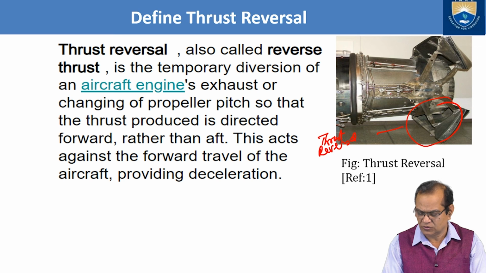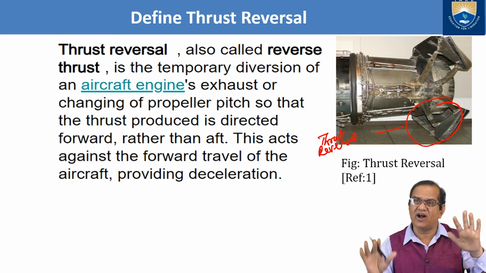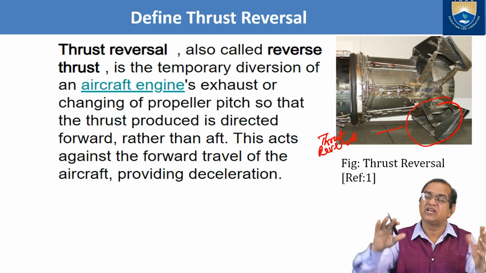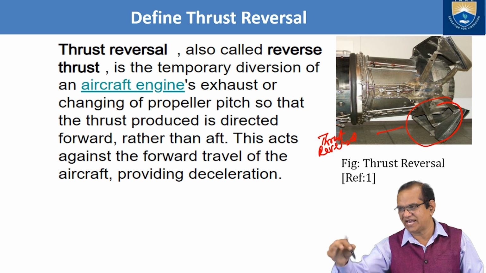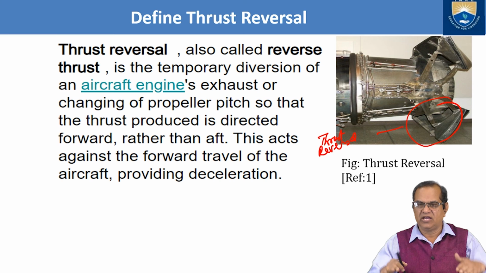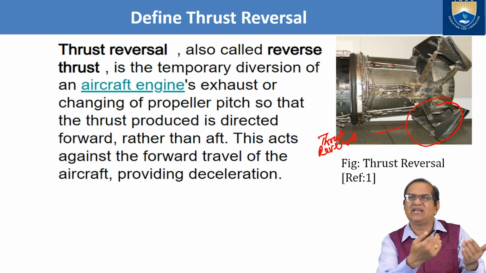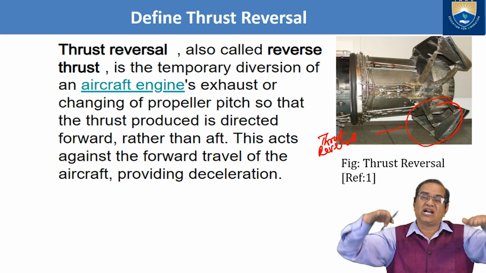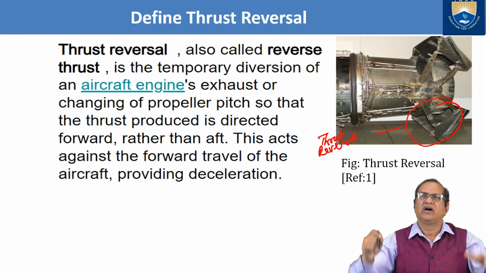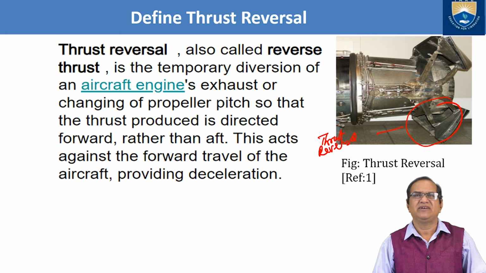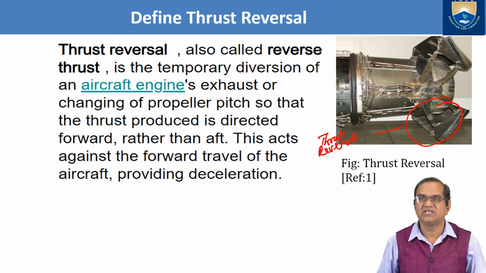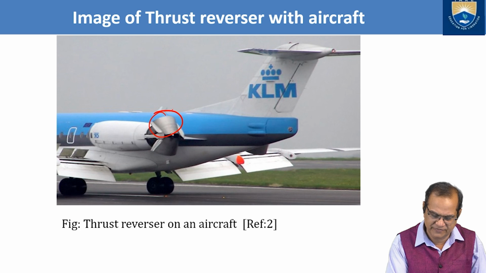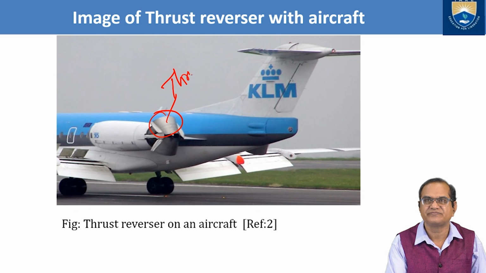So what happens? As and when we want to reduce the speed, the direction of the thrust is reversed. In place of going in this direction, if you make it like this, reverse, it will try to stop. And if you make it 90 degrees down, it starts hovering. So this is the purpose of the thrust reversal used in the aircraft. Here also it is shown. These are the thrust reversal.